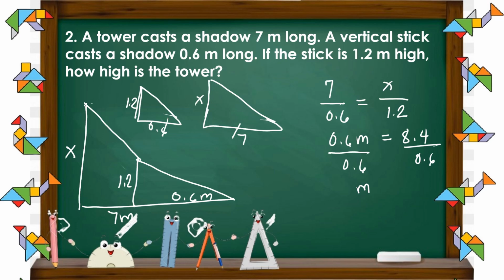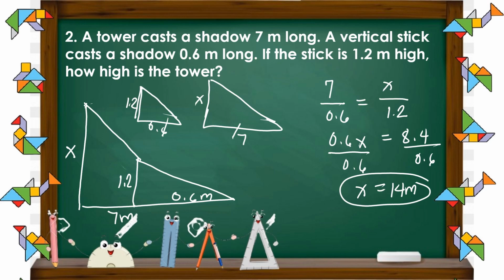Then dividing both sides by 0.6, the value of your x... okay, let me change that one. So that must be 0.6x. So the value of x will be 14 meters. So that means that the height of the tower casting a shadow of 7 meters is 14 meters. So that's the answer for number 2.